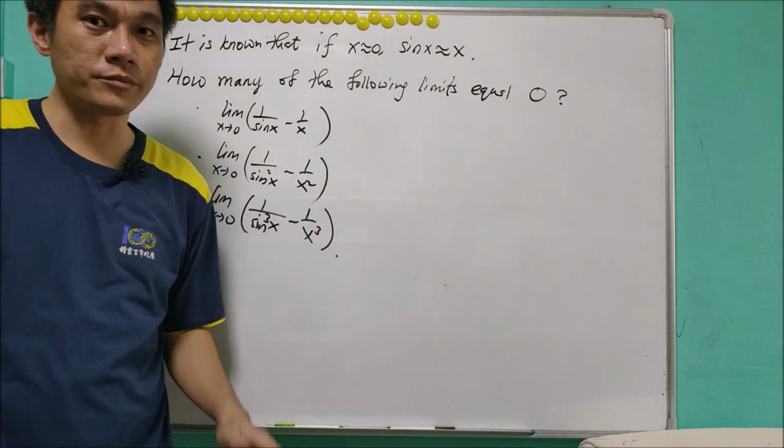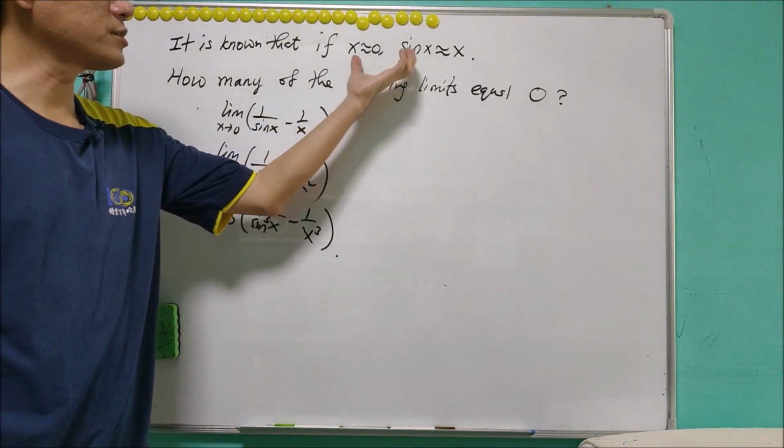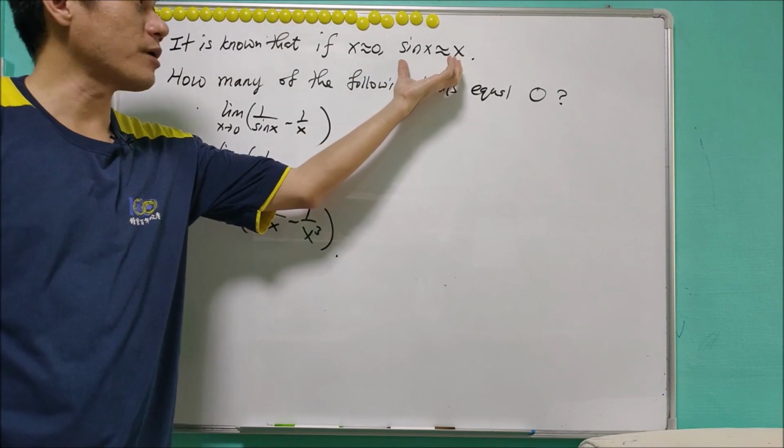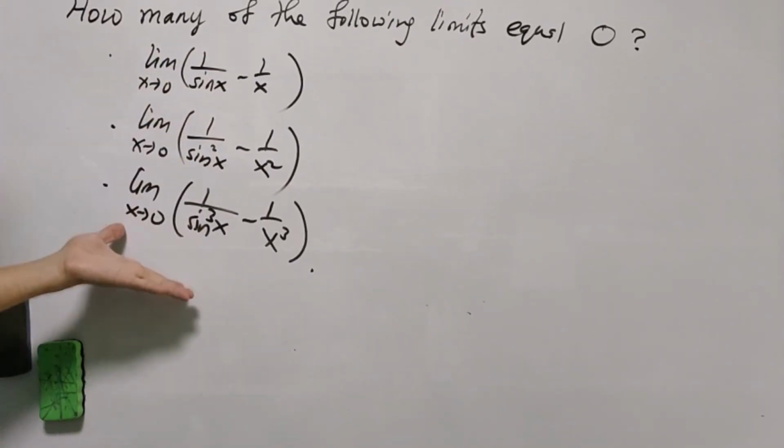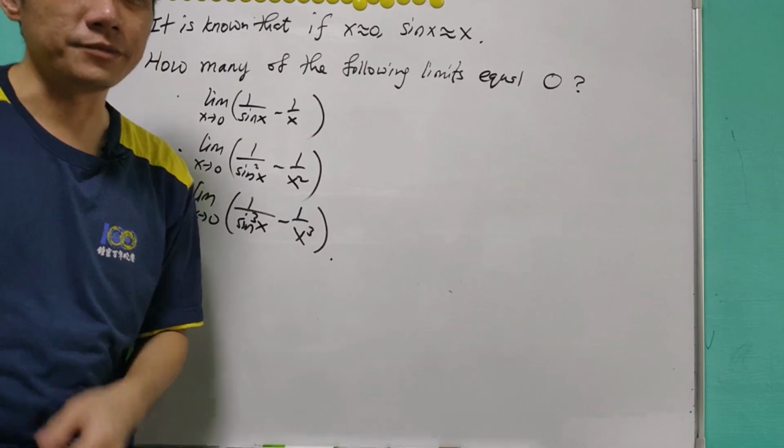Welcome to another math problem of the week. When x is small, sin x is about x. Then what will happen to this limit? Let's talk about it.